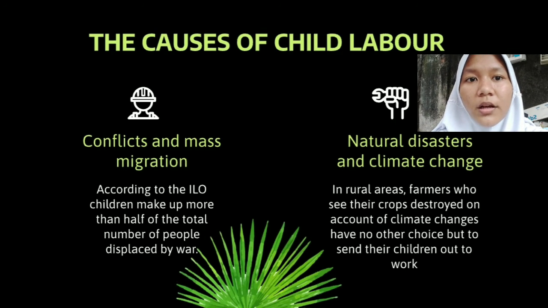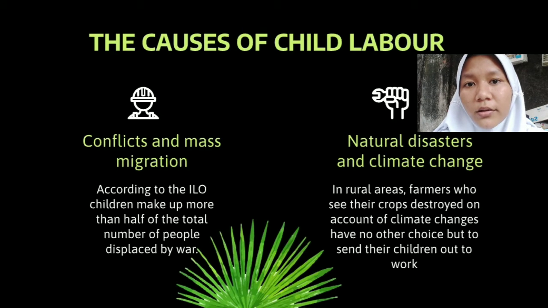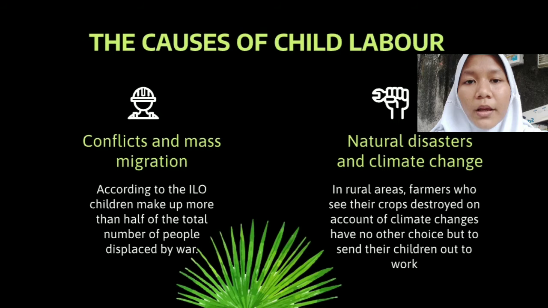In rural areas, farmers who see their crops destroyed on account of climate change have no other choice but to send their children out to work. The effects of natural disasters and climate change are becoming of increasing concern. Rural families who depend on reliable seasons for farming are particularly vulnerable to altered patterns of rainfall, soil erosion, or extreme weather. When crops are destroyed or farming land is ruined, families struggle to make a living and are more likely to send their children to work on neighboring farms.